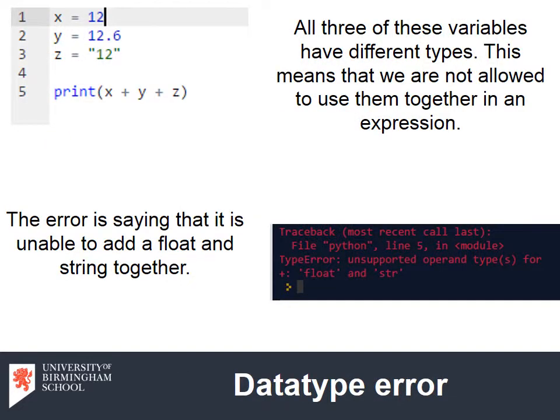Look at this example. Here I've got three variables, x, y, z. x has the number 12 in it, y has the floating point number 12.6, and z has the string 12. If I try and add them together, I'm going to get an error message, and this is an example of what the error message would look like. It says unsupported operand types for float and string. What it's really saying is, I can handle adding a float and an integer together, I can roughly work that out, but you're asking me to add a float to a string, and I don't know how to do that. Type error means that the types you're trying to use in an expression don't match up.